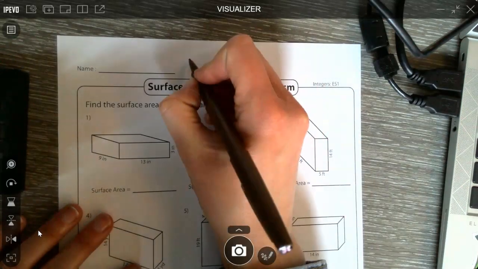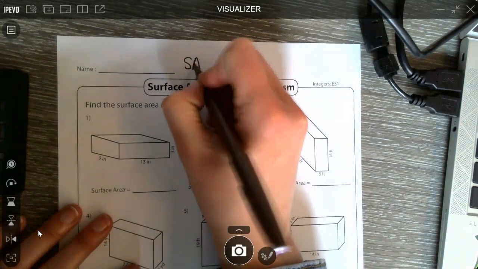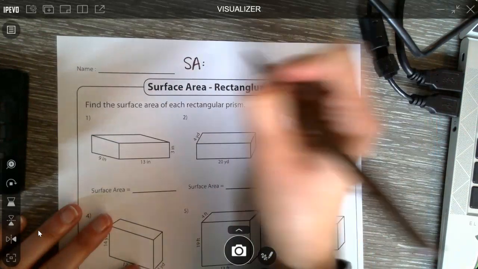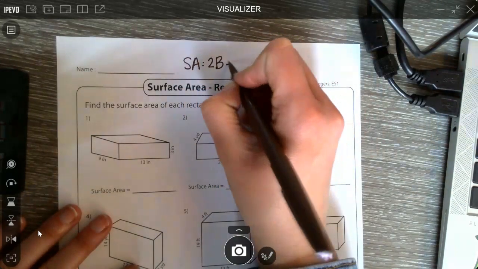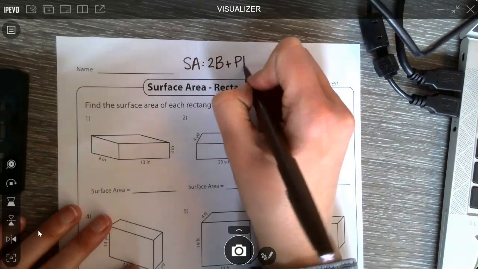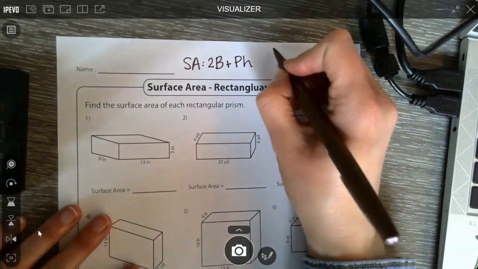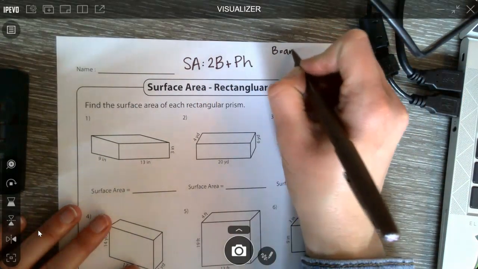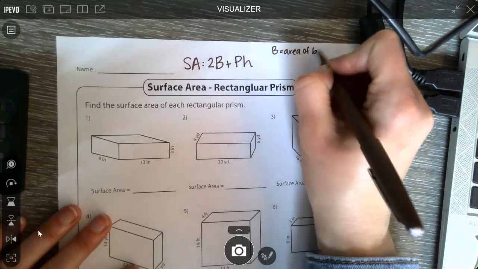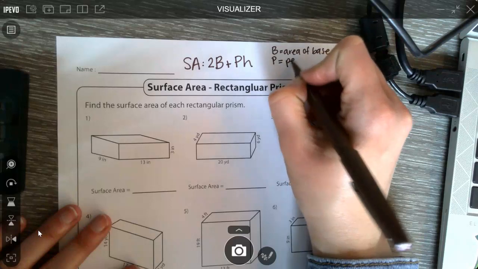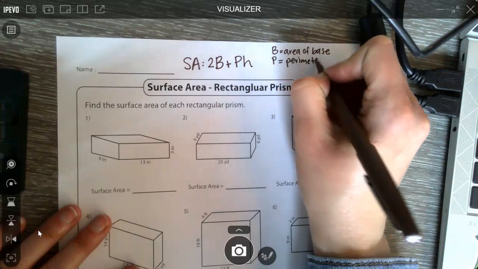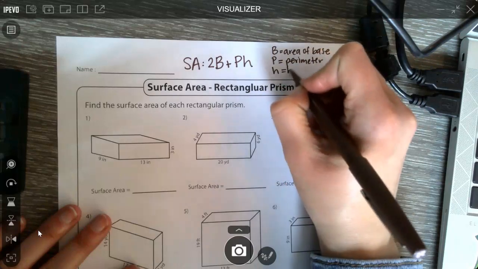So that being said, our formula, which you should write on your paper, surface area is 2 times capital B plus P times H, where capital B equals area of the base, P equals perimeter, H equals the height.